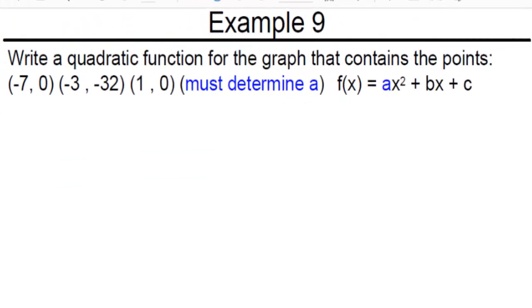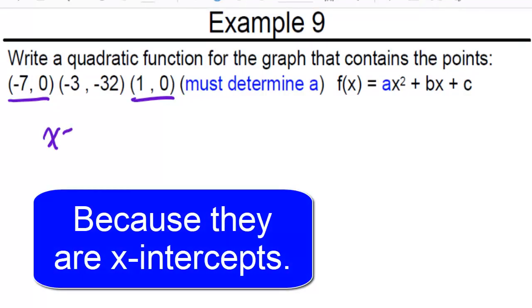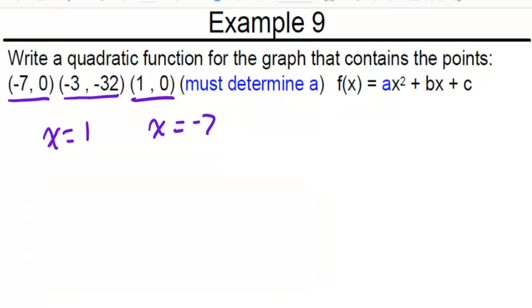Alright, so on example 9 you can see that we have 3 points here and no graph. However, we do notice that this point and this point are actual roots or zeros of the function, which means x has to equal 1, x has to equal negative 7. Those are the two possible solutions. This point right here is going to allow us to determine the value of a. Now I am going to write my final solution in this format over here.